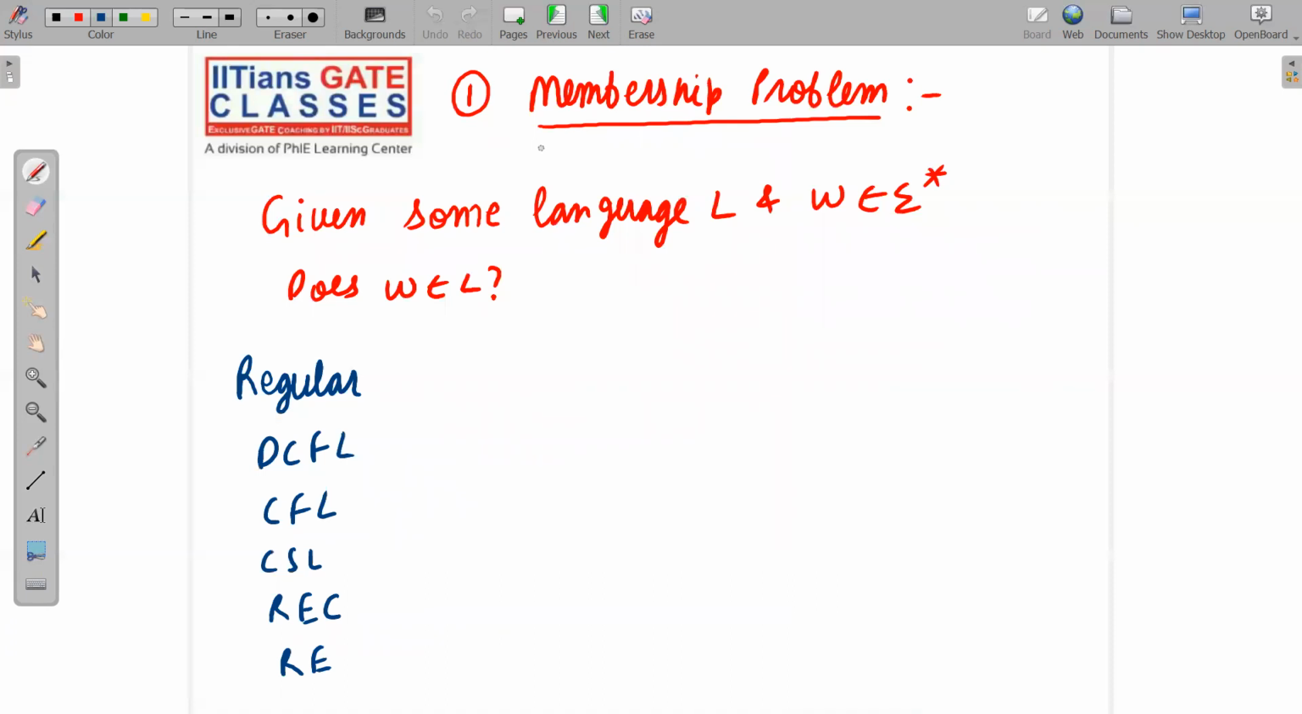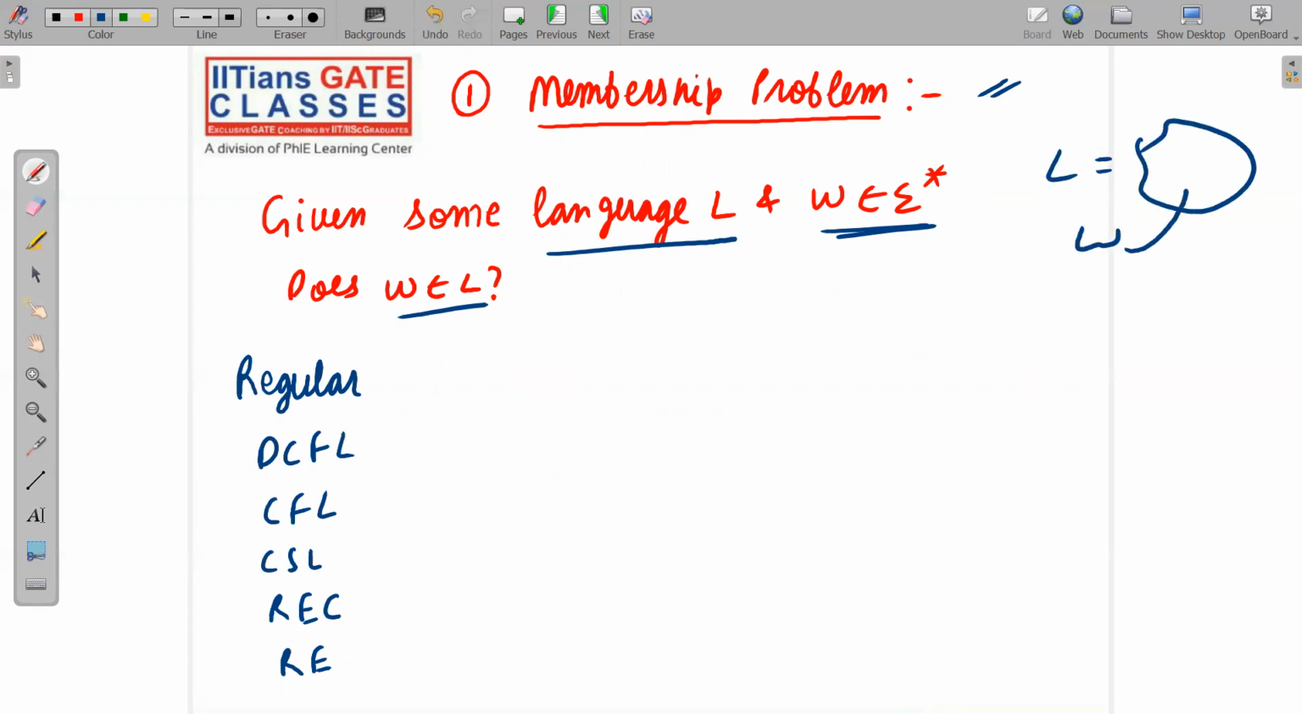Now I'm jumping to some problems. First is the membership problem. The membership problem is: given some language L and an arbitrary string w belonging to sigma star, does w belong to L? This is the problem. We have a language and a string w, and I want to check whether w belongs to L or not. So this is the membership problem.